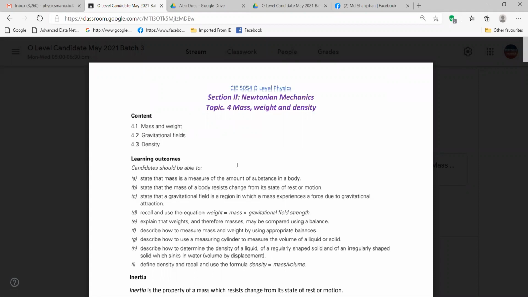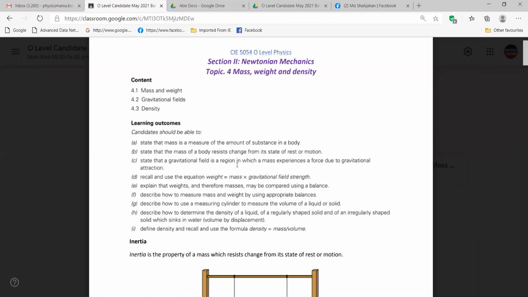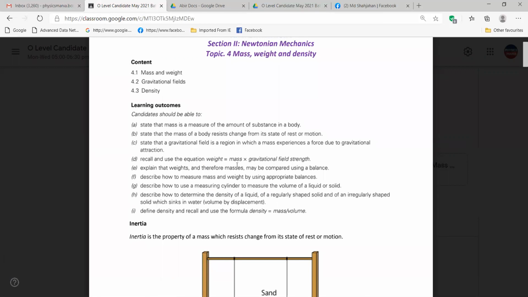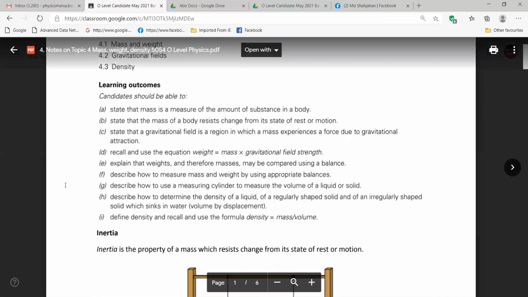Okay, so we will discuss it today. The topic name is mass, weight, and density. This topic is quite simple. Can you please go through the learning outcomes? You have most of the ideas from before, from class 7 and class 8. So can you please go through the contents, the learning outcomes?